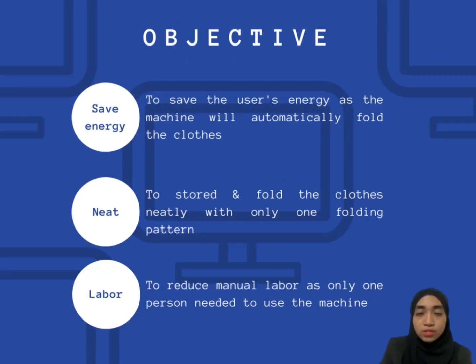Now, I will talk about the objective of our product. The first objective of our product is to save the user's energy, as our machine will automatically fold the clothes. The second objective is to store and fold the clothes neatly with only one folding pattern. The third objective is reducing manual labor, as only one person is needed to use the machine.